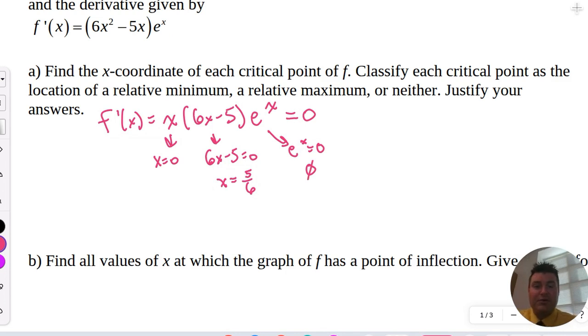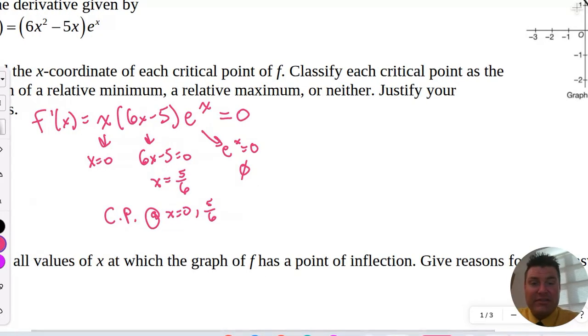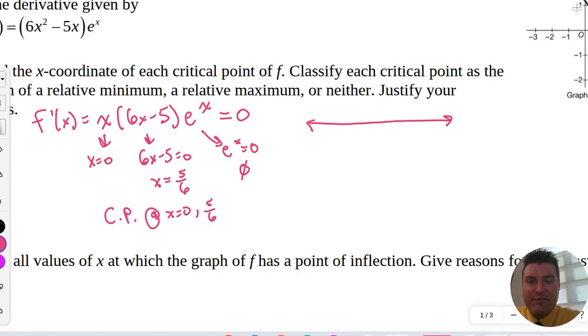So I only have two critical points, at x equals 0 and 5/6. There are two options. You can use the second derivative test, but that requires me to find the second derivative, and I don't feel like doing that. I do know enough information to use a sign chart. The sign chart can't actually earn me points, but it can give me enough information to earn points.